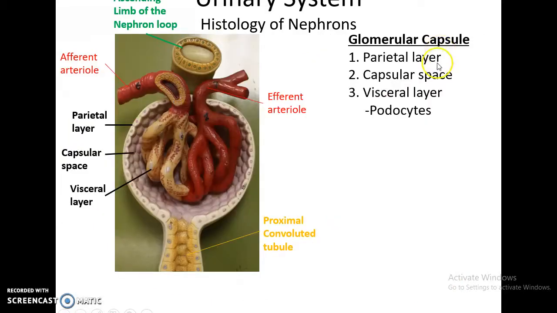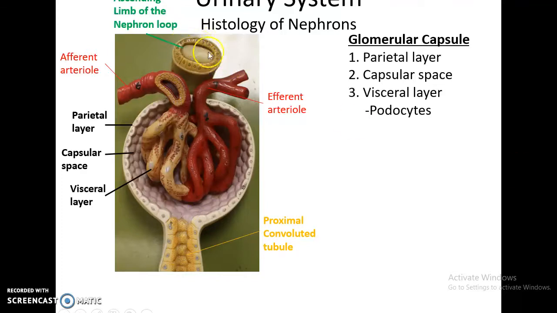All right, so again, here is the glomerular capsule with the parietal layer facing outside, and the visceral layer that lies against the glomerulus, against the capillaries. The visceral layer is made up of cells called podocytes, which completely surround the capillaries. Blood arrives to the glomerulus through the afferent arteriole and then exits through the efferent arteriole. The filtrate that then forms in the glomerular space will then leave out the proximal convoluted tubule.